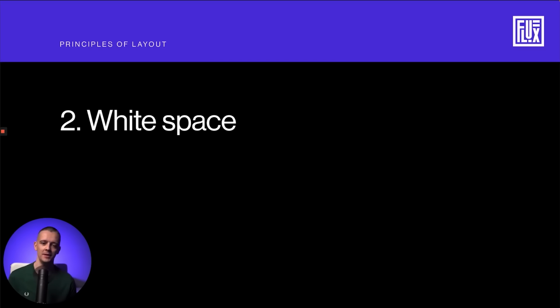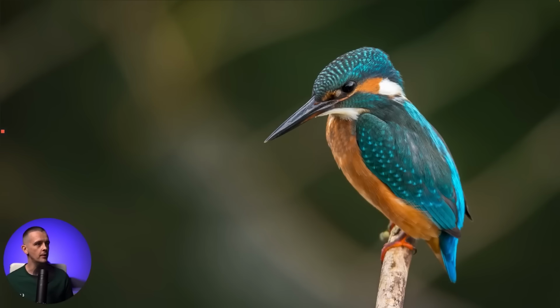Number 2 is white space, and this means quiet areas of visual rest which give other elements room to breathe. And we saw this in the photograph of the bird. The blurred out background here provides the white space. White space doesn't have to be white, it just has to be a quiet area, and that allows us to focus on the part which is sharp and in focus, which is the bird itself.